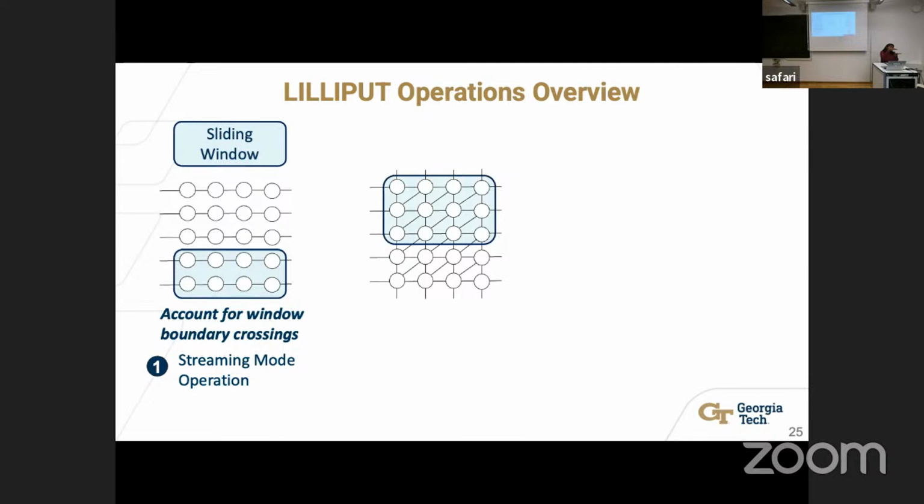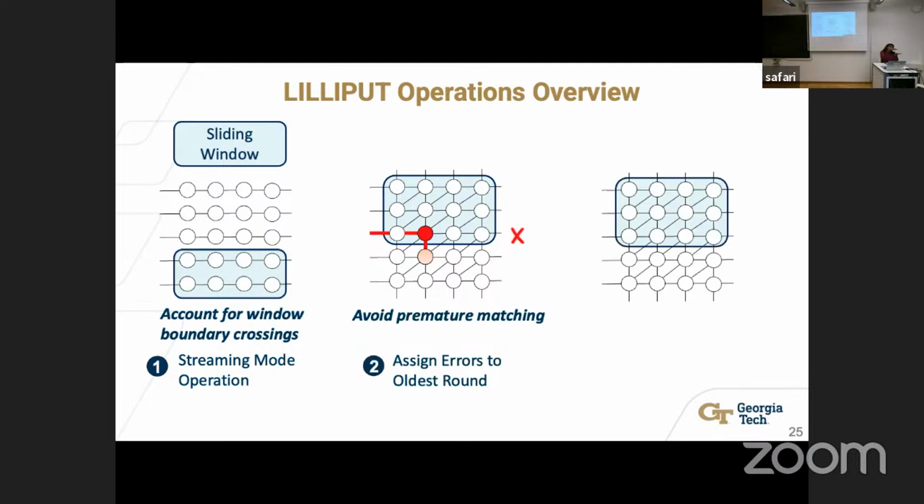Then the next thing is, how do you assign errors? Let's say you have this kind of window. The objective of LILLIPUT is to take in all the error events within the window, and then assign errors to the oldest round. Why does it wait and assign errors only to the oldest round? Because, let's say you have this time-like error here. If it proceeds forward, this round is not yet visible to you, right? So that becomes a problem. If you assign errors right away, you will assign it here and it will be premature. So you wait for the next round.